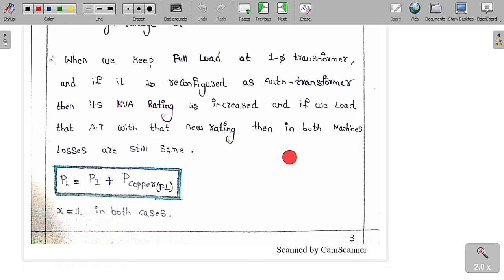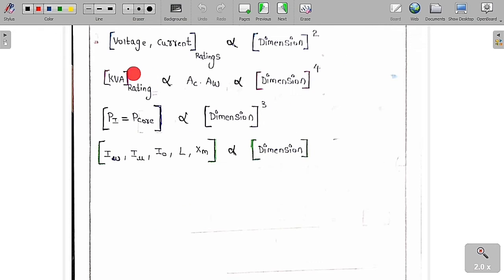So power loss is equal to iron loss plus copper loss at full load, and both are going to operate at rated loads. So we can say X is equal to 1. This is a point that you always have to remember.